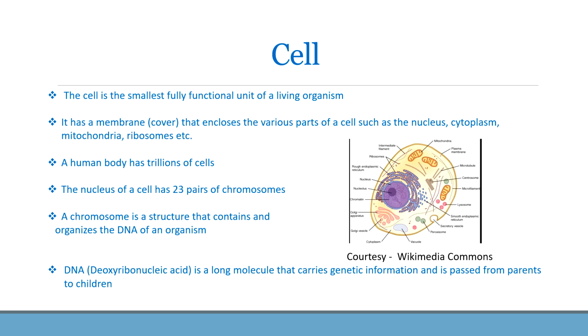The cell is the smallest fully functional unit of a living organism. It has a membrane, a cover, that encloses the various parts of a cell, such as the nucleus, cytoplasm, mitochondria, ribosomes, etc. A human body has trillions of cells. The nucleus of a cell has 23 pairs of chromosomes. Chromosomes are structures that contain and organize the DNA of an organism. DNA, deoxyribonucleic acid, is a long molecule that carries genetic information and is passed from parents to children.